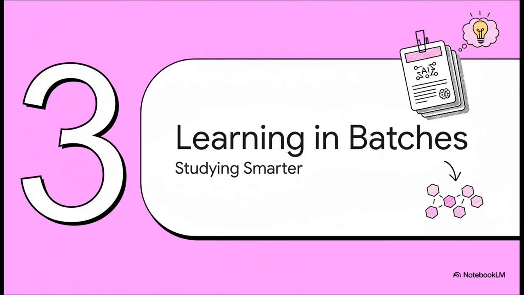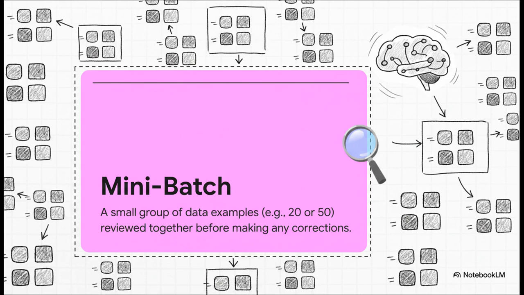The secret isn't just about studying faster, it's about studying smarter. So instead of looking at just one flashcard at a time, what if our AI student looked at a small stack of them all at once? This idea is called a mini batch. It's simple, really. Instead of one data point, the model grabs a small, manageable group, maybe 20 examples, maybe 50. And the key is, it looks at that entire group together before it decides to change its mind about anything.